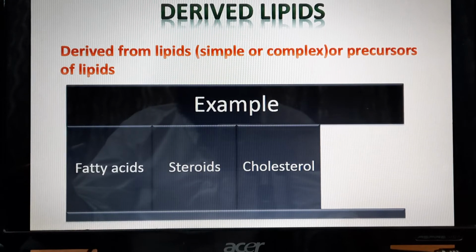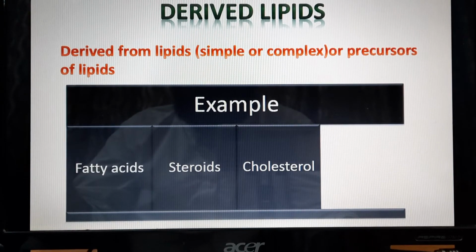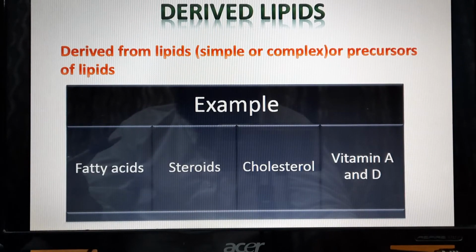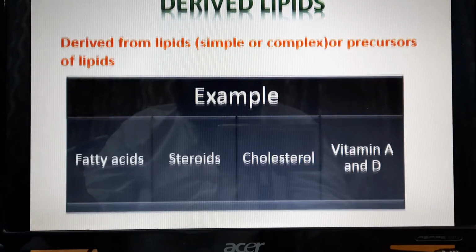Steroids, these are the hormones which are formed from the cholesterol. Cholesterol is also formed from lipids, acetyl CoA, and vitamin A and vitamin D are also formed from the cholesterol. So all these lipids are examples of the derived lipids, as these are formed either from the simple lipids or from the precursors of the lipids. So the most common examples of derived lipids are fatty acids, steroids, cholesterol, vitamin A and vitamin D.